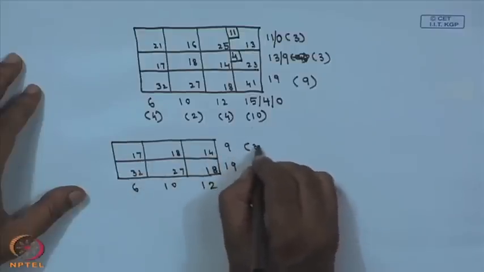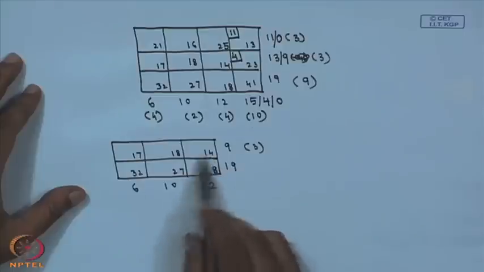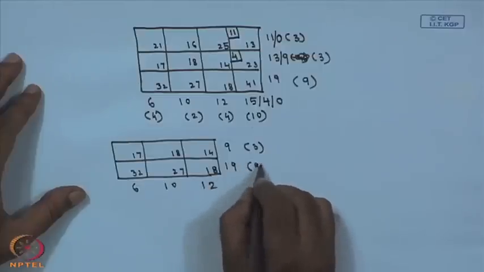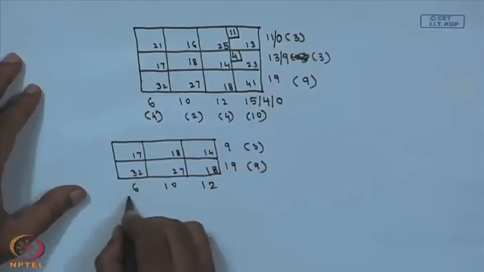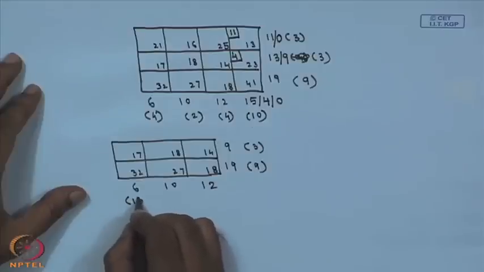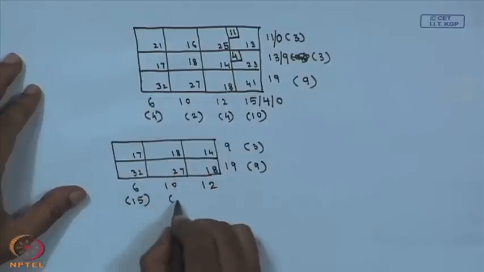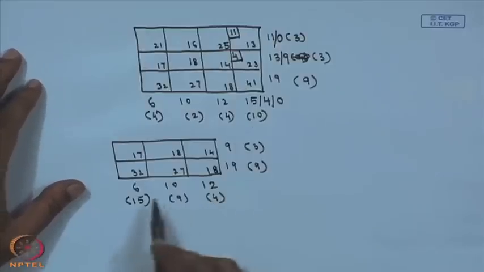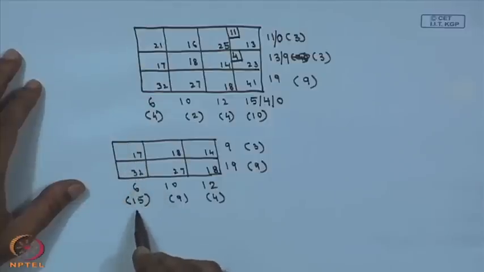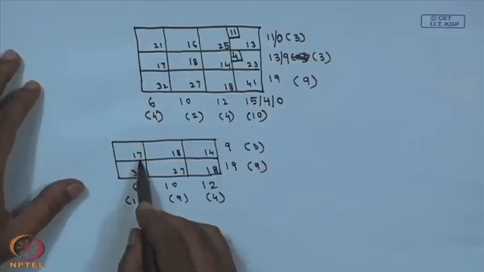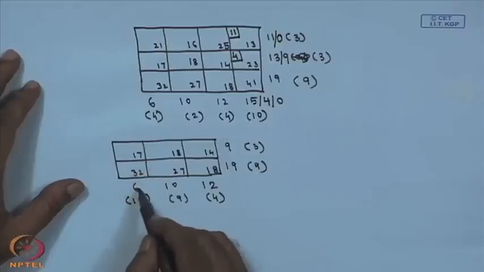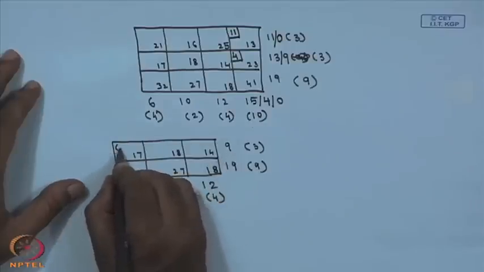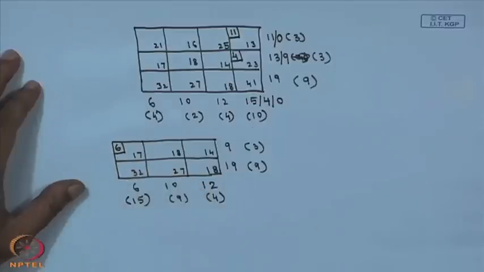So, I am not repeating, I am just writing the result: 14 minus 17 is 3, then 18 minus 27 is 9, here it is 15, here it will be 9 and here it is 4. So, your maximum penalty occurs on column 1, that is 15. On column 1 the lowest value is 17. Here if you see, the demand is 6, whereas the availability is 9. So, the maximum you can allocate is 6.